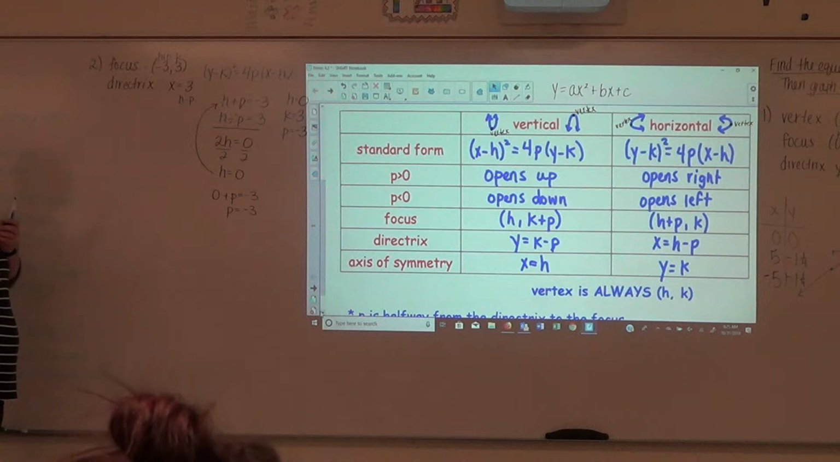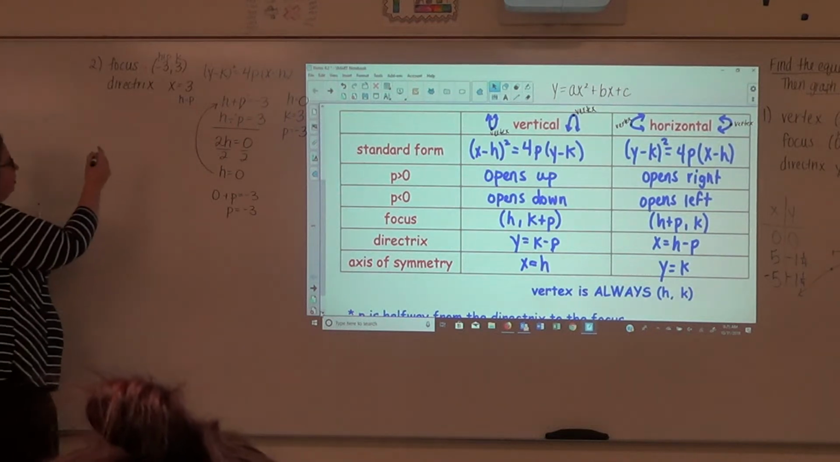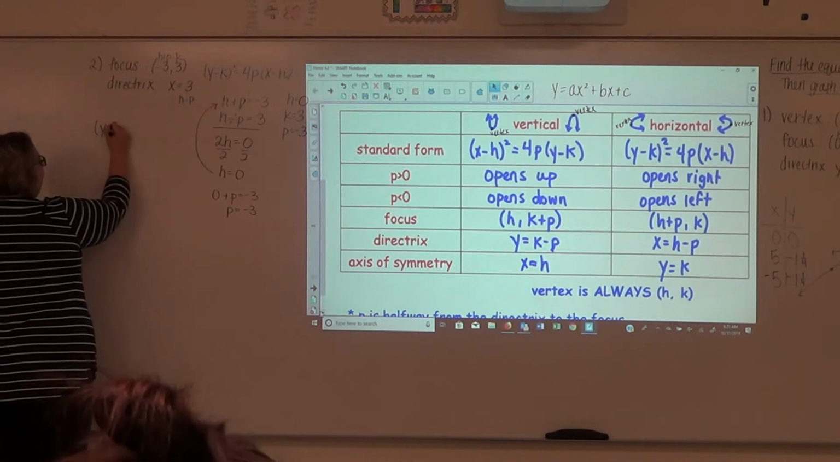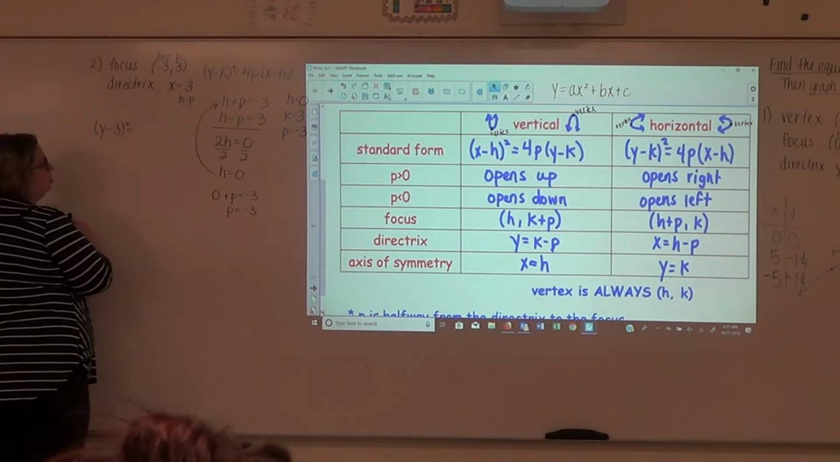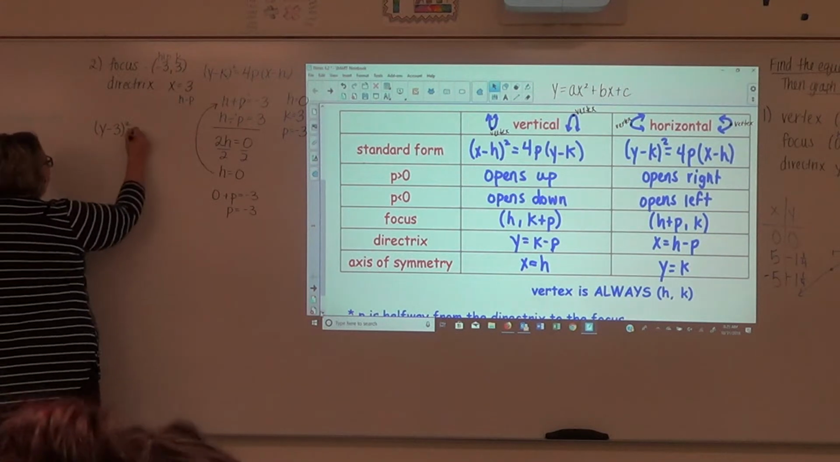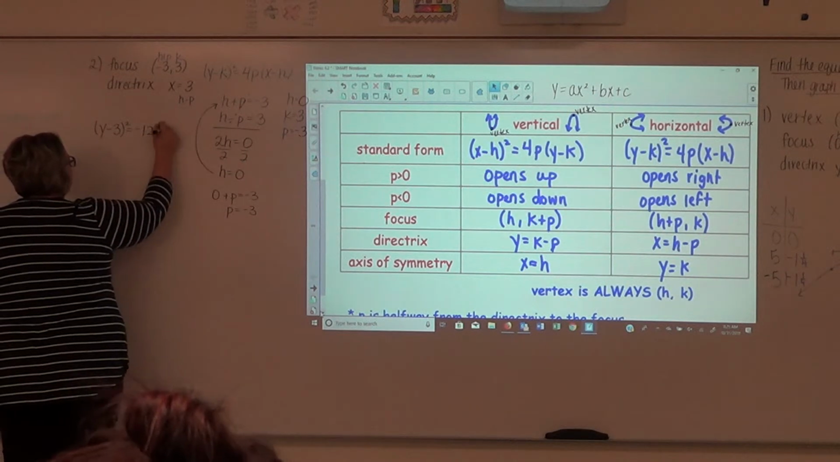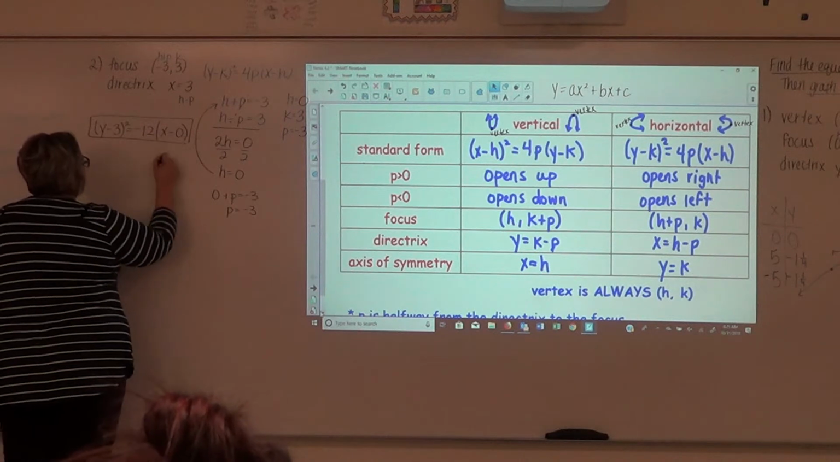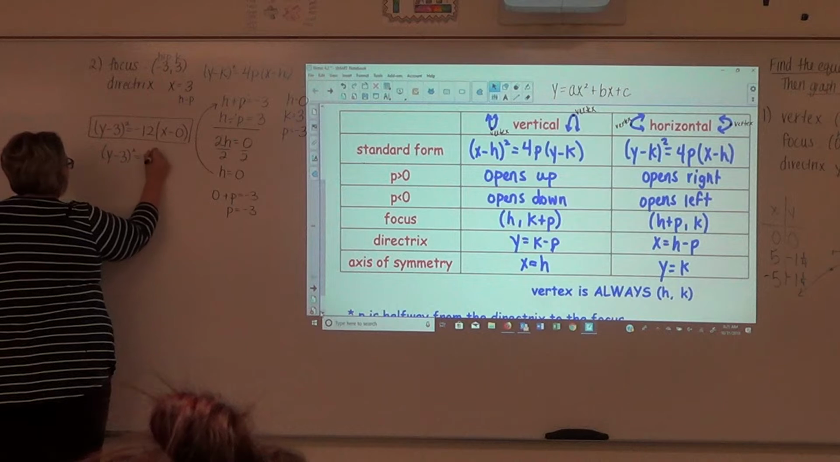Okay, do we have everything we need to write the equation? Yeah. So I just plug everything where it goes. So y minus k, so -3 squared equals, so I need 4 times, so -12 times x minus h, so x minus 0. And if you guys have like x minus 0 or y minus 0, you don't have to put that in there.